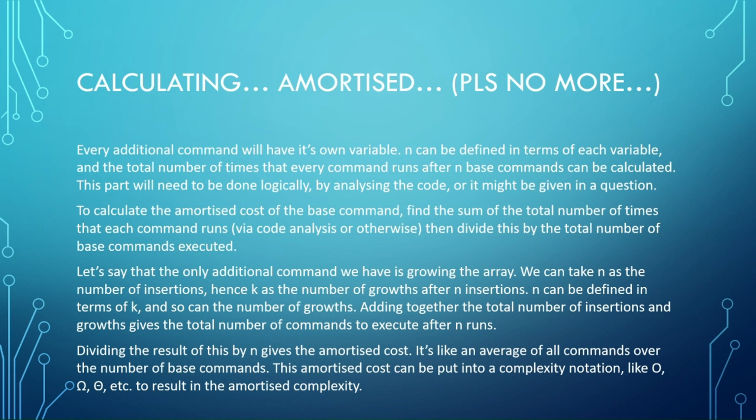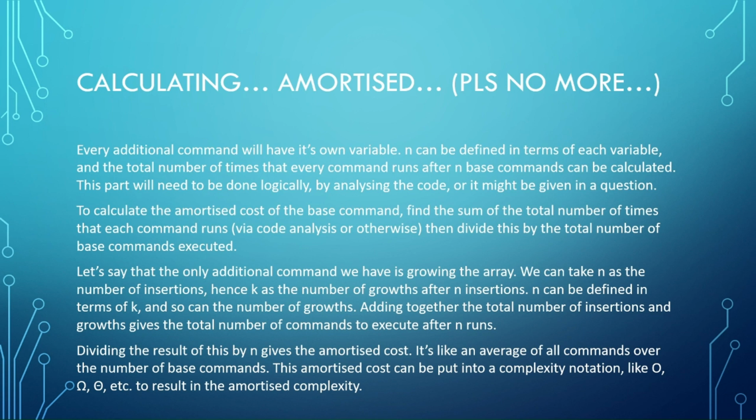Dividing the sum of all commands by the number of base commands gives the amortized cost. It's a kind of average. I know I said before it's similar to an average. It's not exactly an average, but I'll say it's similar to an average of all commands over the number of base commands.